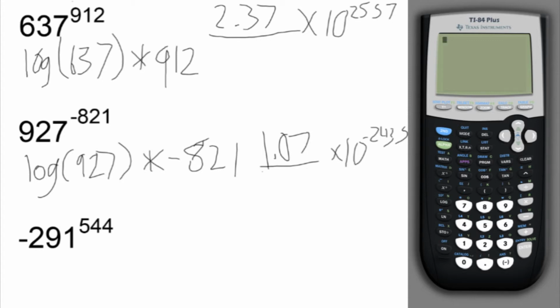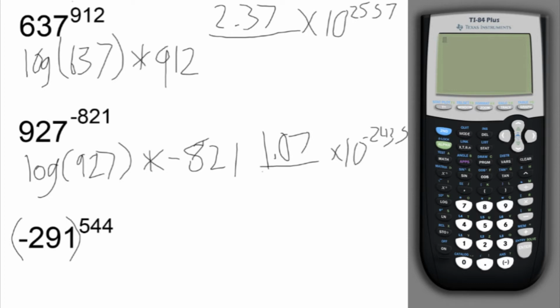Okay, so our last problem is negative 291 to the power of 544. Keep in mind that the negative is not in parentheses. So that means that we do 291 to the power of 544 and then add a negative at the end. But let's just pretend that there were parentheses around the whole thing. Now, what we're doing is the whole thing to the power of 544.